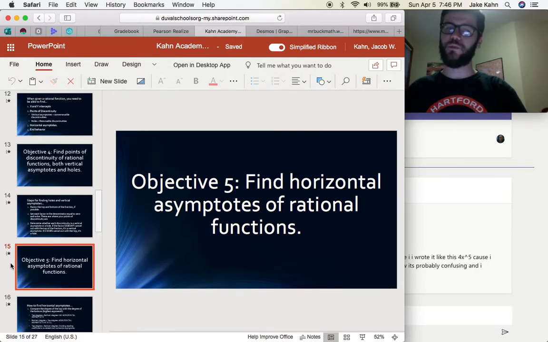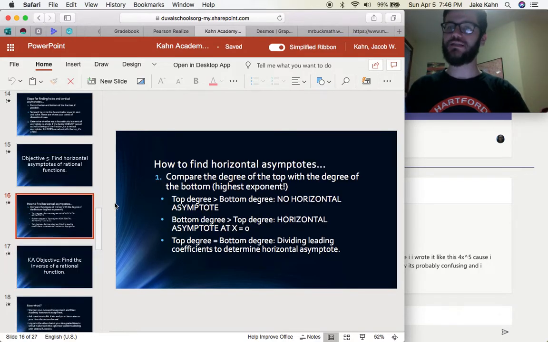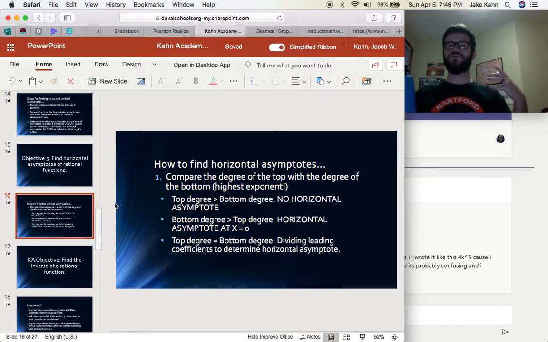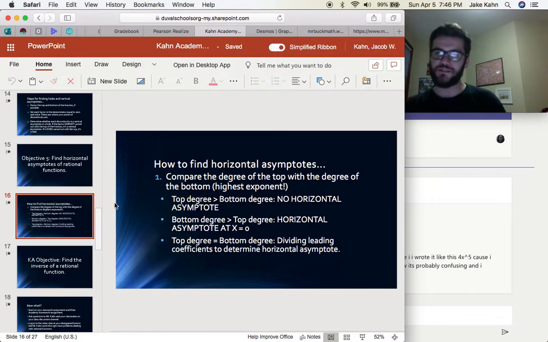We're going to jump through a couple of examples, but first please write this down. To find horizontal asymptotes, you need to compare degrees of the top and bottom. You don't need to factor it at all. You don't need to do any calculations. You simply need to look at the degree of the top and the degree of the bottom and compare them. If the top degree is larger, there's no horizontal asymptote. If the bottom degree is larger, then the horizontal asymptote is at x equals 0.